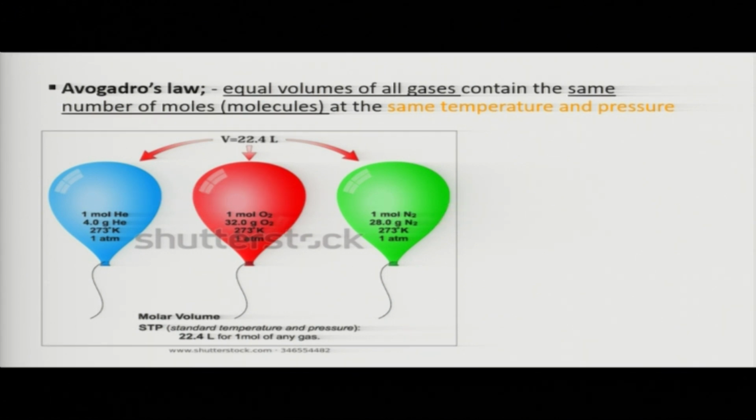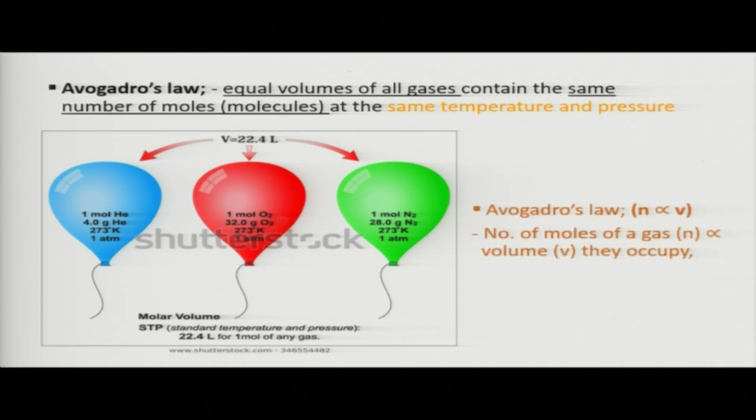So in that case, we can finally make an inference. For Avogadro's law, the number of moles of a gas is directly proportional to the volume they occupy. Increase the number of moles, and they will occupy a relatively higher volume.